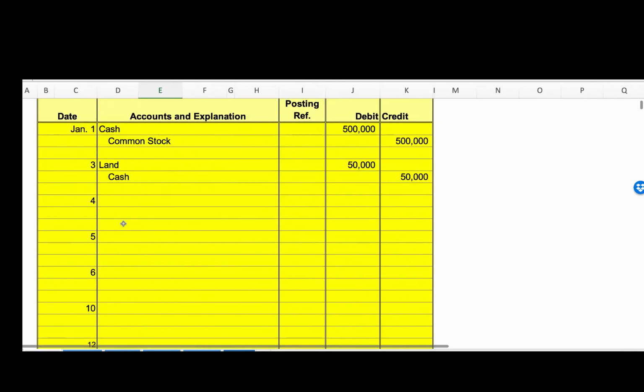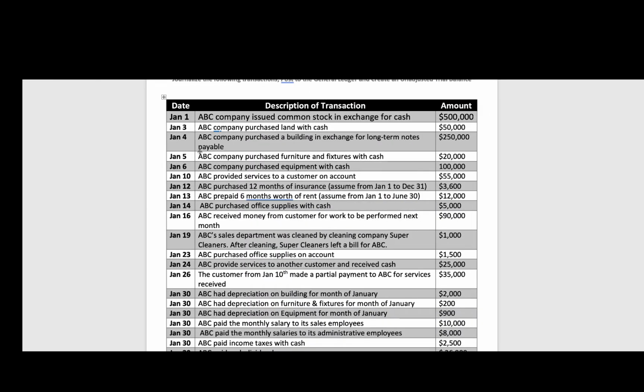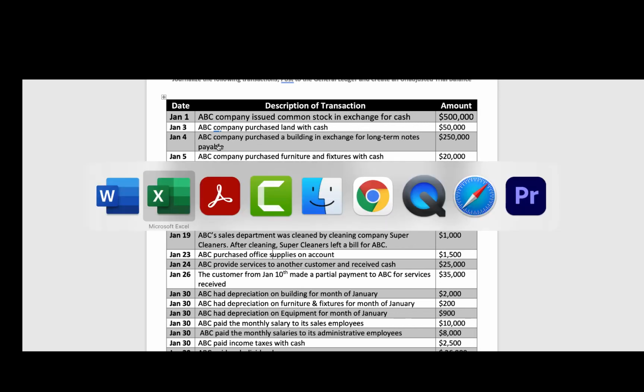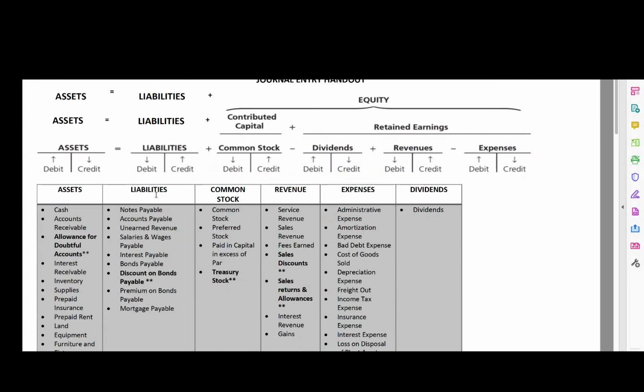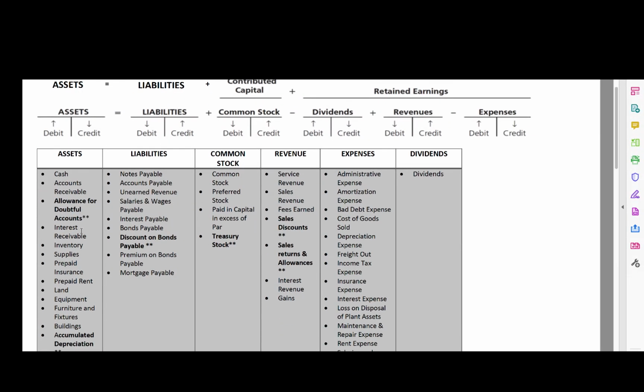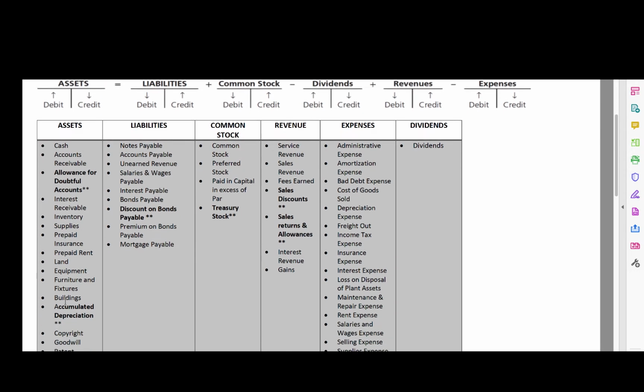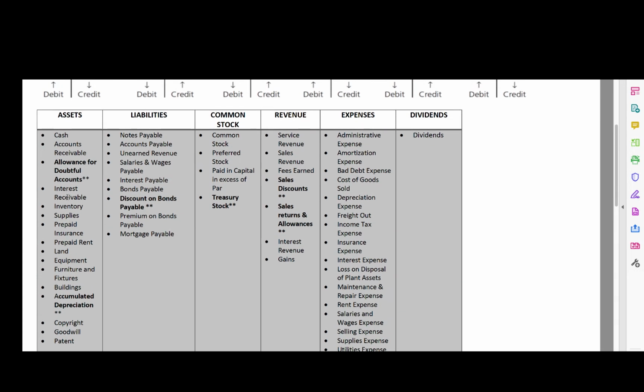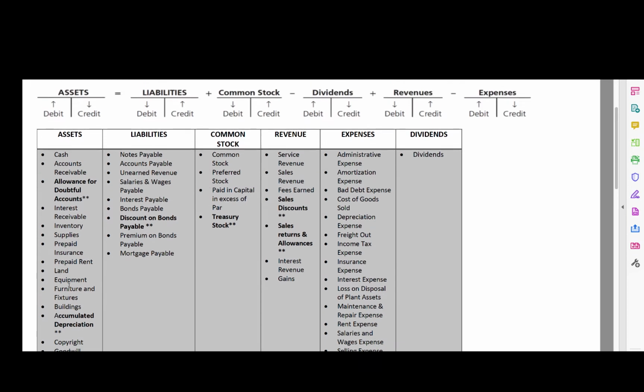All right, let's look at the third one here. On January 4th, ABC purchased a building in exchange for long-term notes payable. So here we're receiving a building and we're not giving cash, but we're giving a notes payable, right? Anytime you see payable, that's a liability. So I'm going to go here, right? And building is an asset. So, building is actually not in here, huh? Land for, oh yeah, there is buildings. Building is an asset. Buildings is going up.